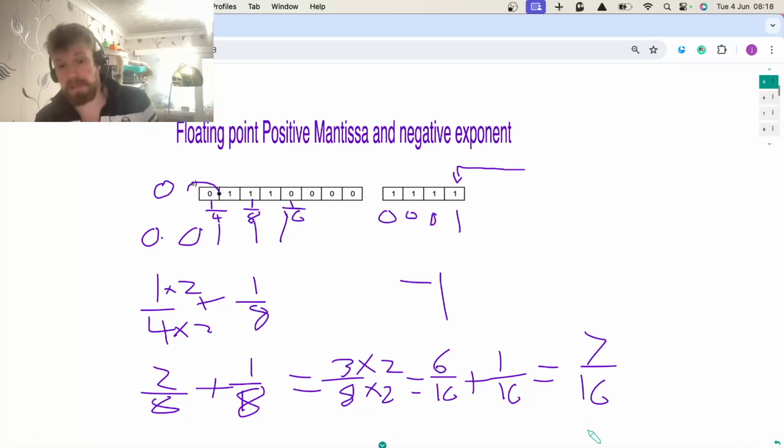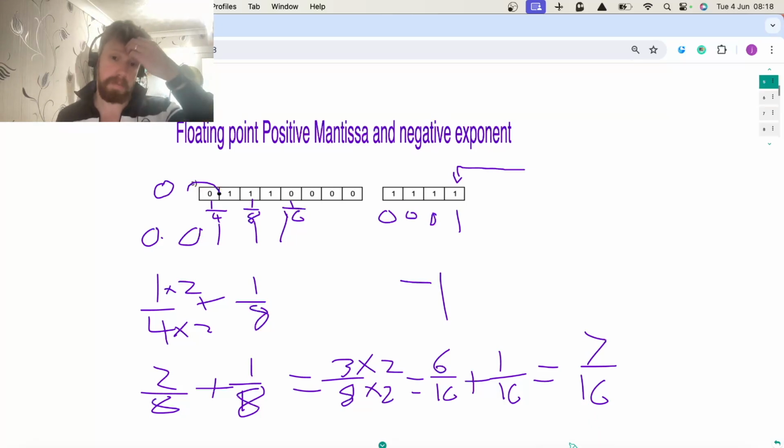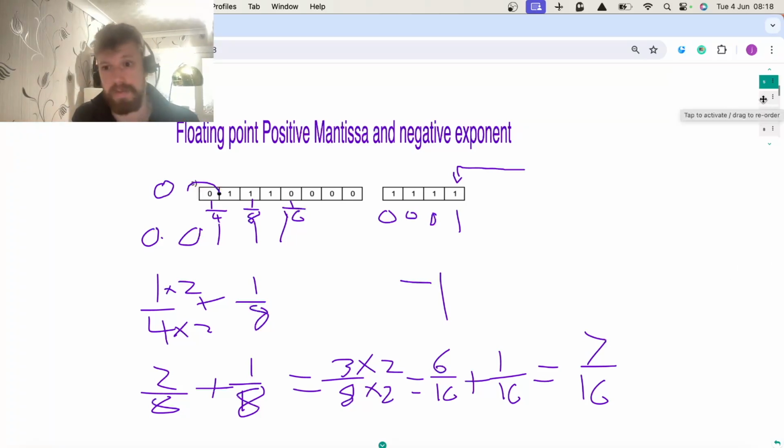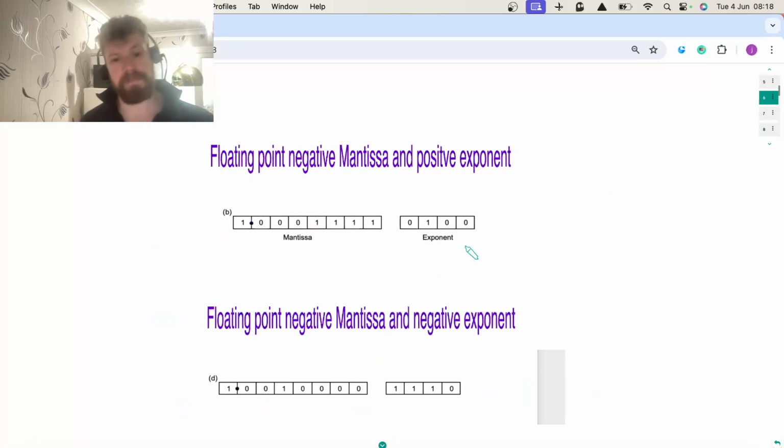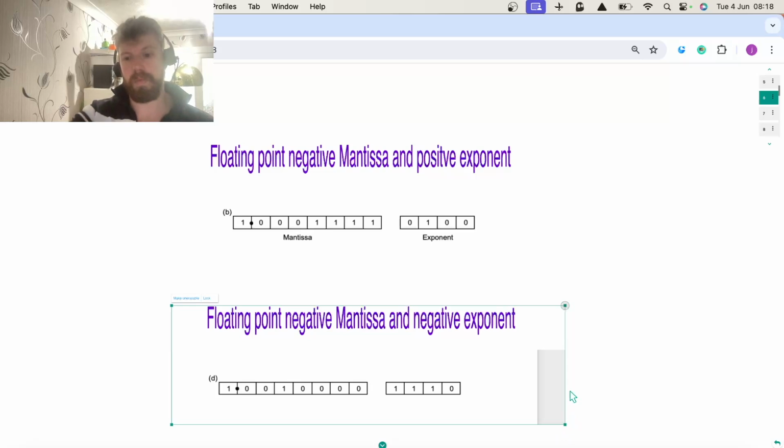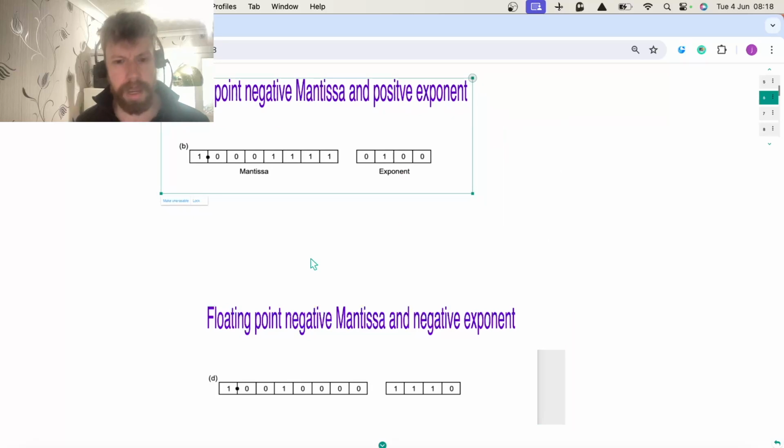So personally, I find it easier to use fractions, but it's personal preference. If you prefer using decimals, use the decimals. That's fine. So in those ones there, what we're going to do now is go for the negative mantissa, positive exponent. So I'll move this one up a little bit.